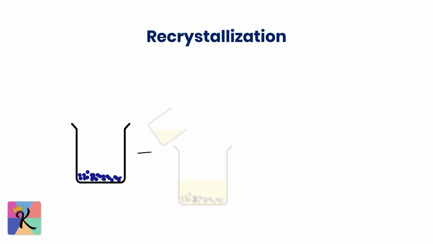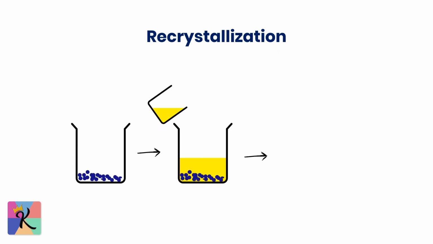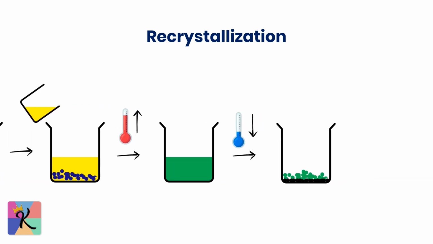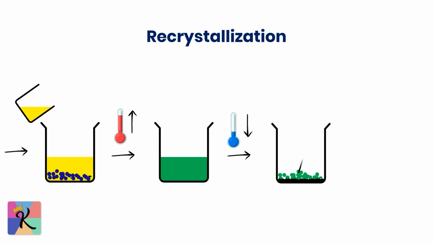The key to successful recrystallization is choosing a solvent in which the product is only soluble at high temperatures. As the solution cools, only the pure product will crystallize, leaving impurities dissolved in the solvent. This method is particularly effective for obtaining high purity compounds.